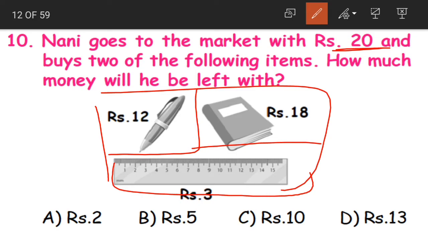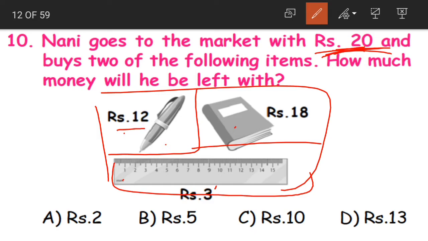See children, we have to apply some logic here. If we have 20 rupees, we can buy something that costs 20 rupees or less. I cannot buy for 25 rupees when I have only 20 rupees with me. I cannot go to the shop and buy an item costing 25 rupees when I have only 20 rupees. Now if you look at the following items, what are they saying? Nani buys only 2 items.